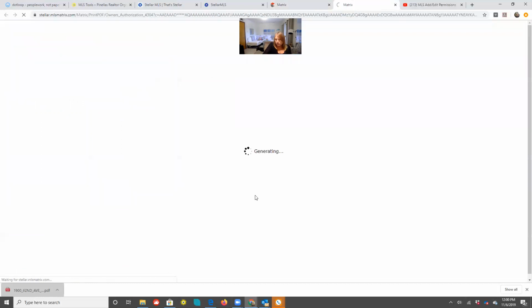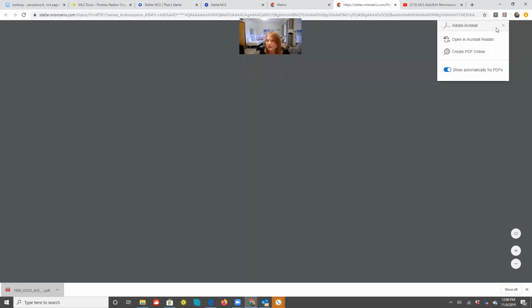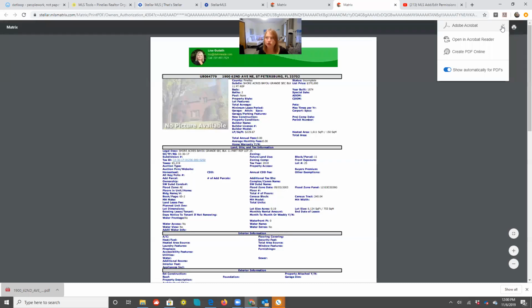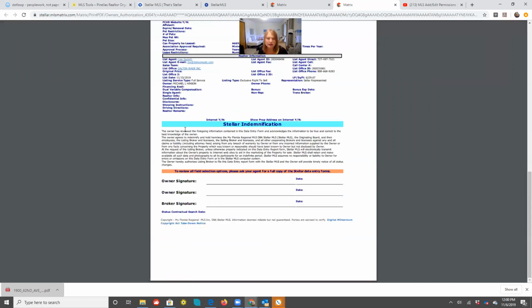It'll show you what it looks like. What I want you to notice when this comes up, this looks exactly like a broker synopsis. Exactly. But because your listing is in an incomplete status and the report that you chose is owner's authorization, at the bottom, it has added an indemnification. The owner has reviewed the information contained in this data entry form and acknowledges the information to be true and correct to the best of the knowledge of the owner. And then the owner's going to sign.